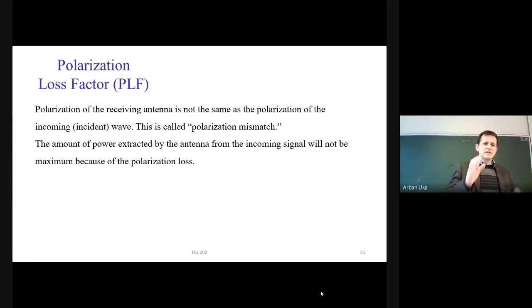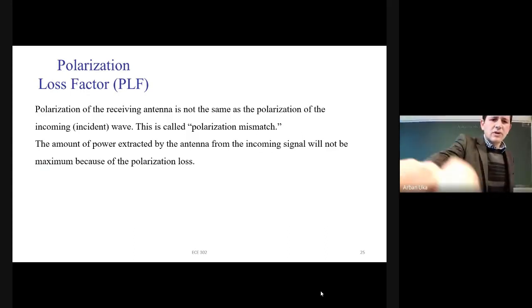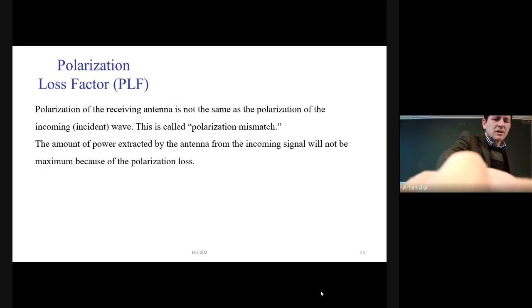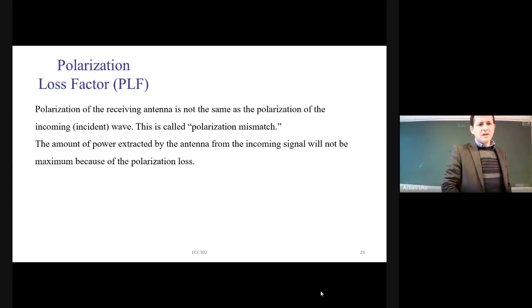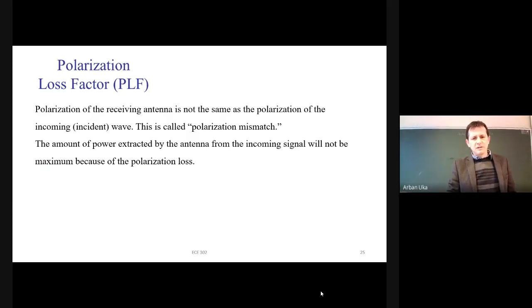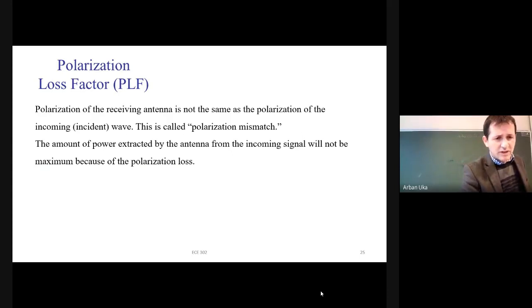Okay, because the antenna has a geometrical construct, or a relative orientation of the receiving components, but we never know. We could predict it, but we never know what the polarization of the incoming wave would be. If the polarizations are not the same, we can obtain a polarization mismatch. The amount of power extracted by the antenna from the incoming signal, and we're talking now about the receiving antenna, will not be maximum because there is some polarization loss.